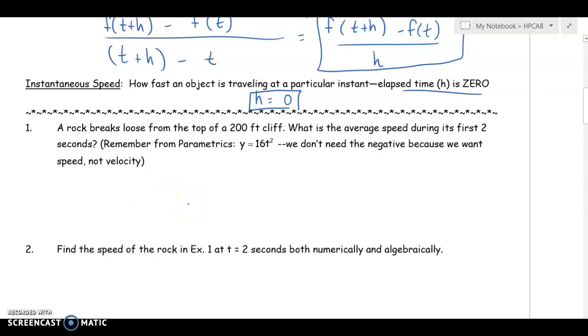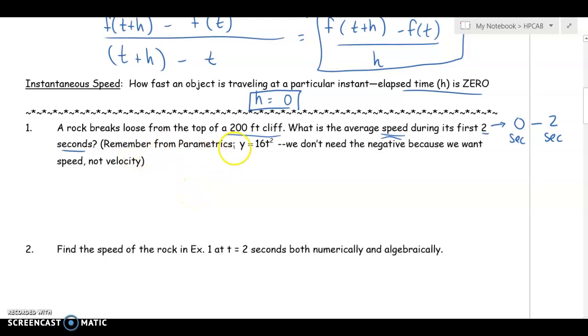So we've got a rock that breaks loose from the top of a 200-foot cliff. What is the average speed? Remember, speed is something that can't be negative. It's not like velocity. Direction doesn't matter. Speed during its first 2 seconds. All right, first 2 seconds. So we're talking about from 0 seconds to 2 seconds of its path or of its time falling. What is the average speed?